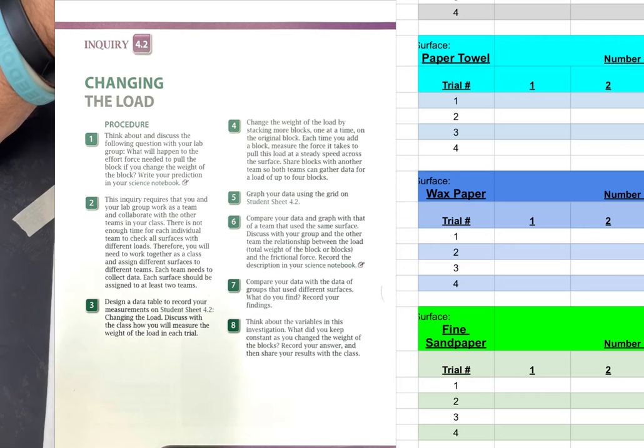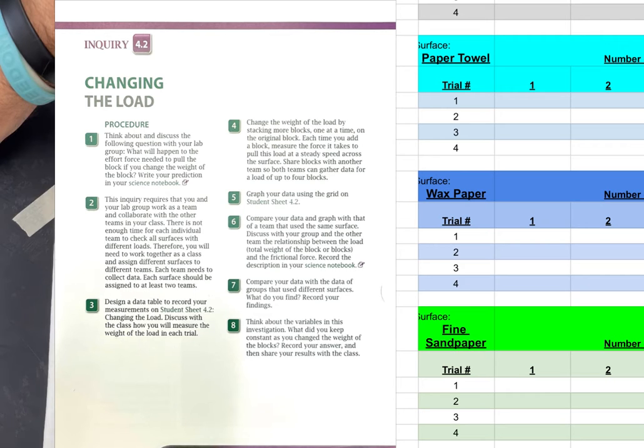Number 2, this inquiry requires you and your lab group as a team to collaborate with teams in the other class. On the virtual side, I'm going to sit here and we're going to talk through the data, and you're going to put the data in your notebook. You will need an additional sheet of paper for this since you're virtual. You will not have this lab sheet since this is a new sheet. On a sheet of paper, you're going to draw the tables you see to the right, and you're going to put those in your science notebook.